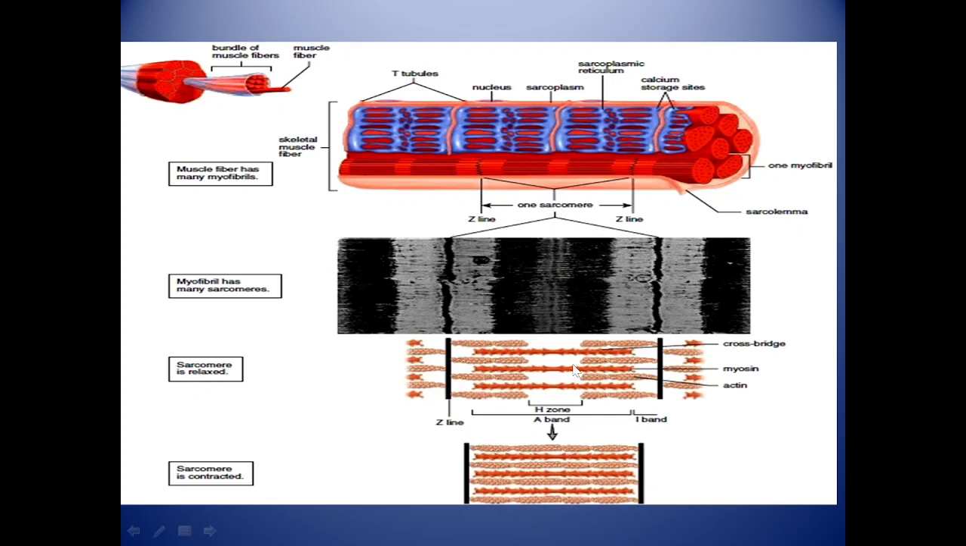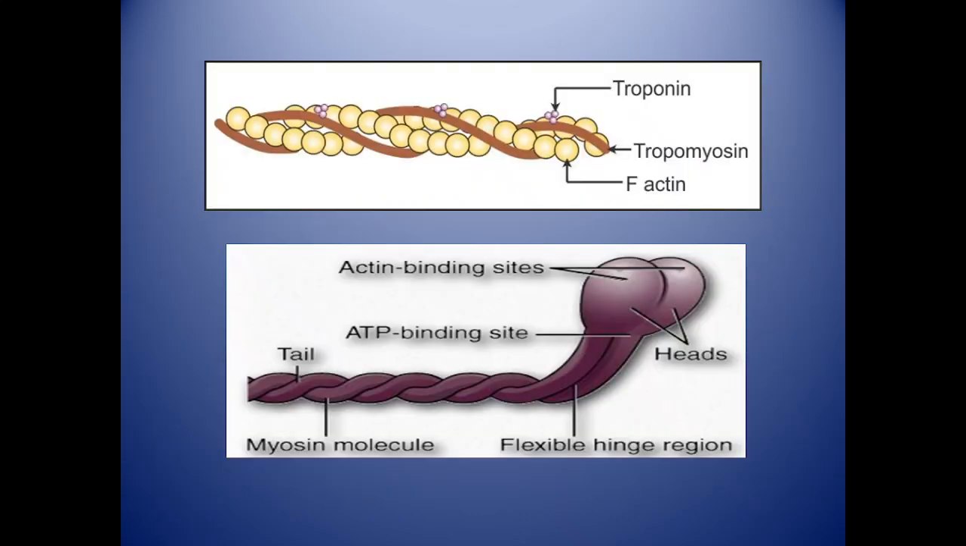Sarcomere is relaxed here. When that particular muscle is in a relaxed position, you will find everything is stretched out. Now, when it is contracted, that means when the muscle is working, then this Z line to Z line shortens, and this shortening leads to contraction of the muscles. Now, how it shortens, that we have to understand. That has been explained with the help of a theory, which is also known as sliding filament theory.